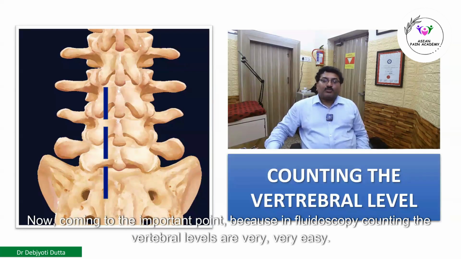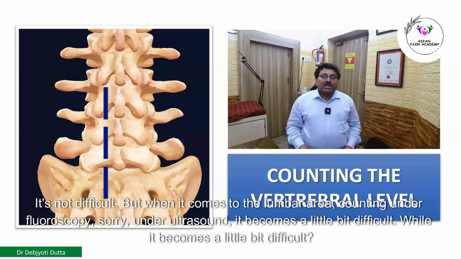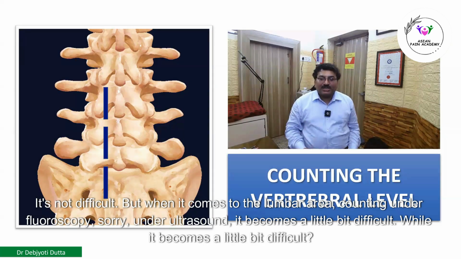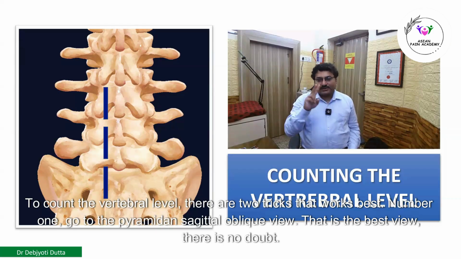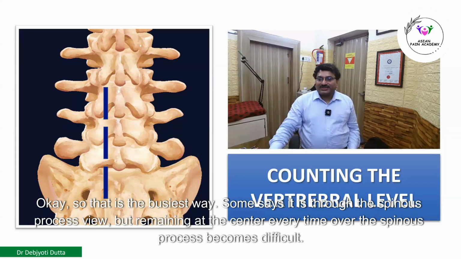Now coming to the important point, because in fluoroscopy, counting the vertebral levels is very, very easy. It's not difficult. But when it comes to the lumbar area, counting under ultrasound becomes a little bit difficult. Why? Because in lumbar spine, the problem is that we sometimes can miss the levels. So to count the vertebral level, there are two tricks that work best. Number one, go to the paramedian sagittal oblique view. That is the best view, there is no doubt, where we can see the anterior thecal space best. And you have to go one by one, counting from below, and then you can see at which level you are. Okay, so that is the best way.